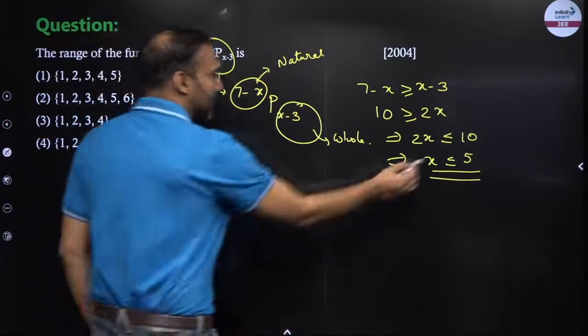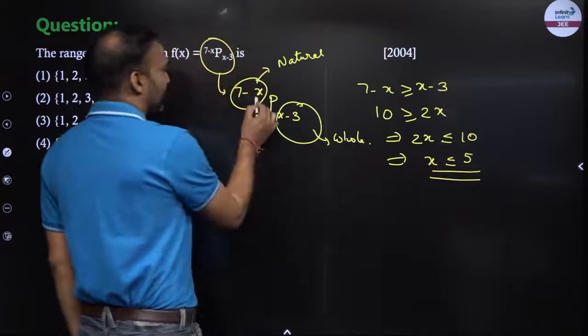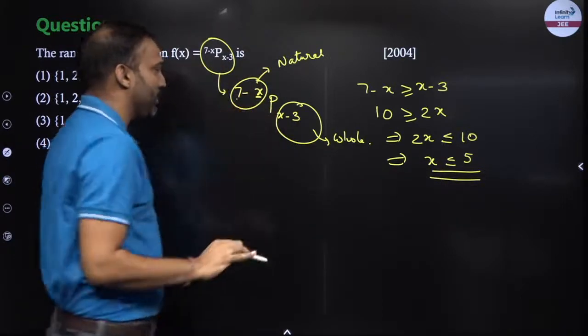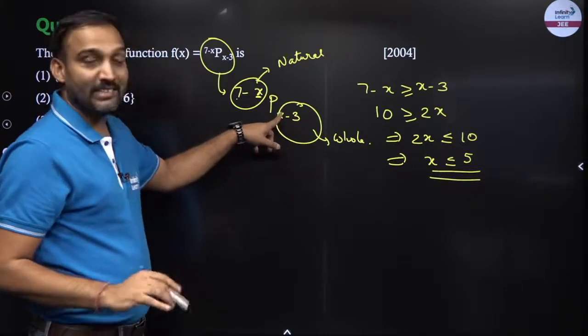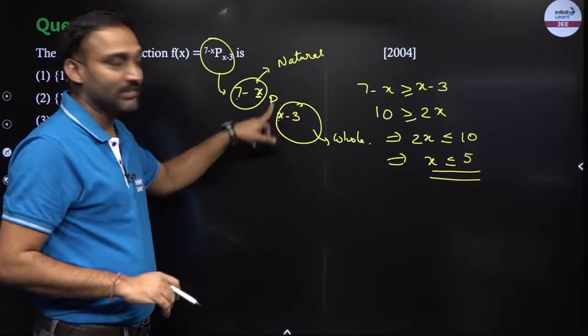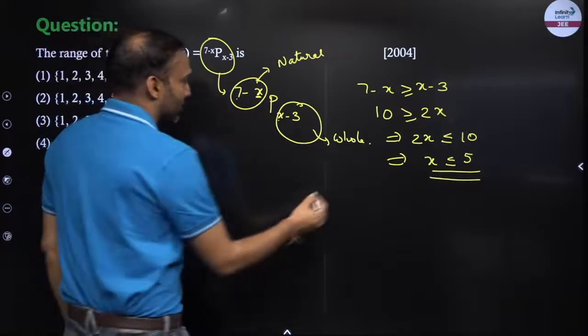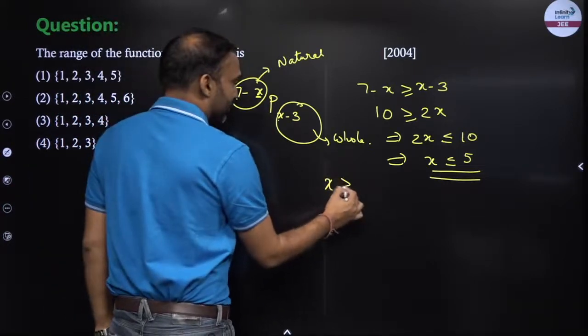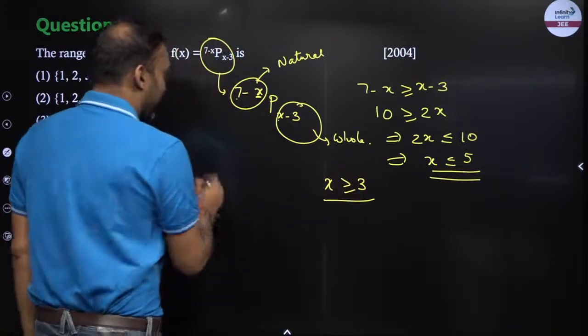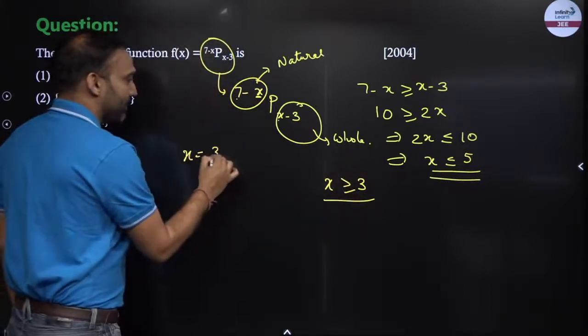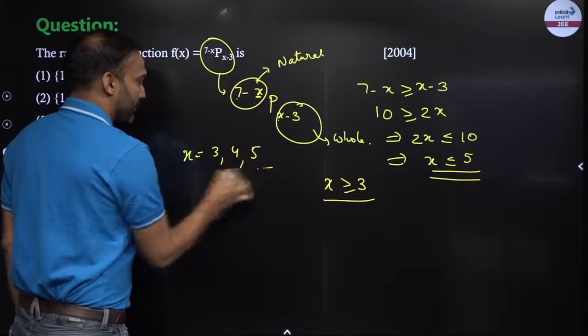So x is less than 5, and 7 minus x will always be positive. Now over here, x minus 3. x cannot be less than 3, because if it is less than 3, it becomes negative. So I know x needs to be larger than or equal to 3. So from here, I get the values of x equal to 3, 4, 5.